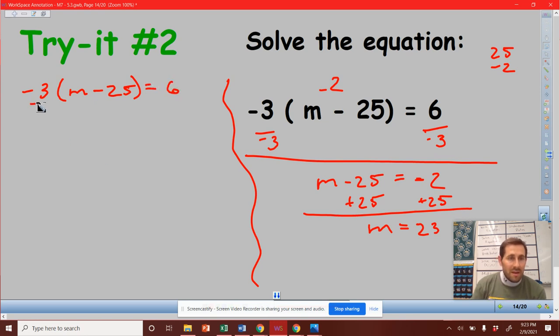Okay, so we would take -3 times this and get -3m. We would take -3 times a -25 and get a +75. A negative times a negative is a positive. And then we'll just bring the 6 down. So now you've got a 2-step equation. You're going to minus 75 here and minus 75 there.